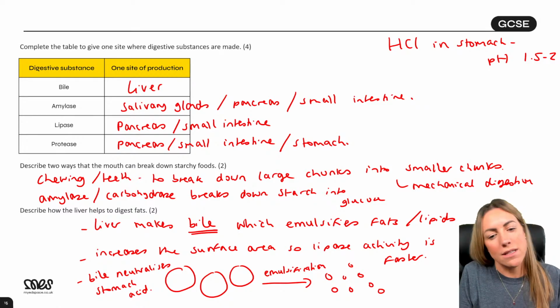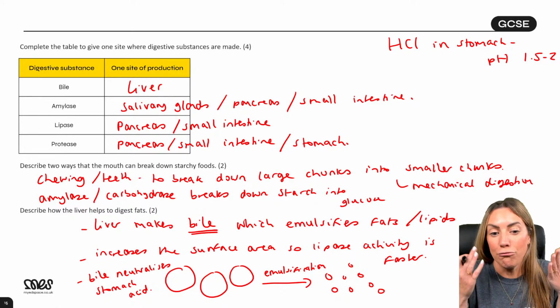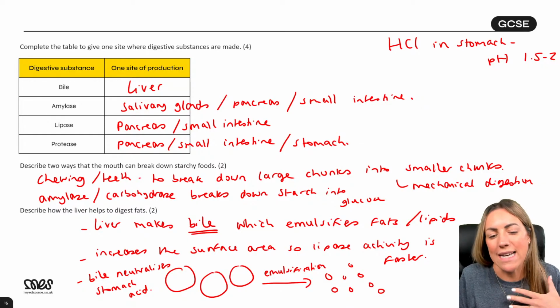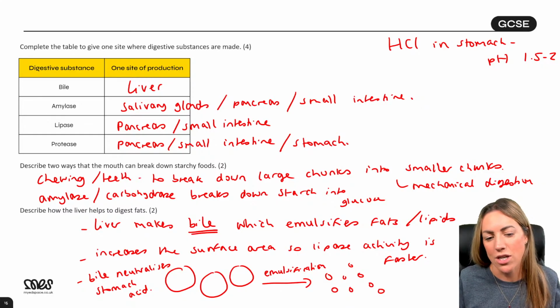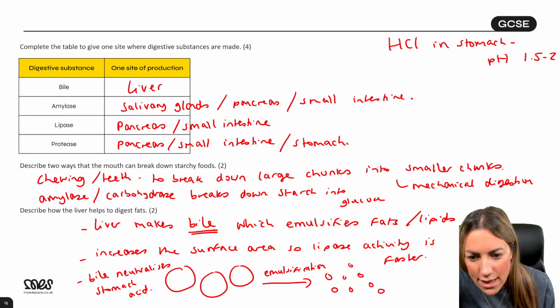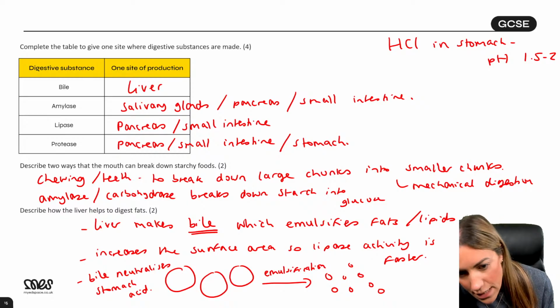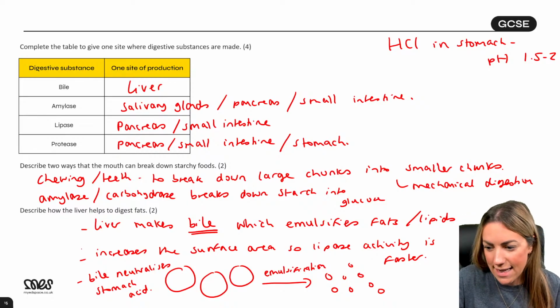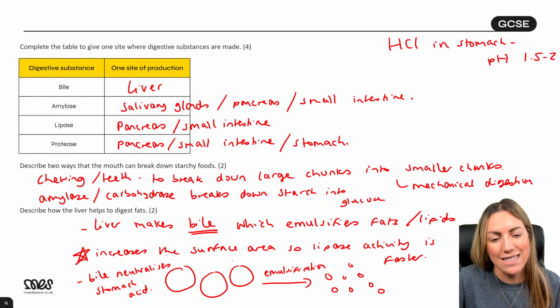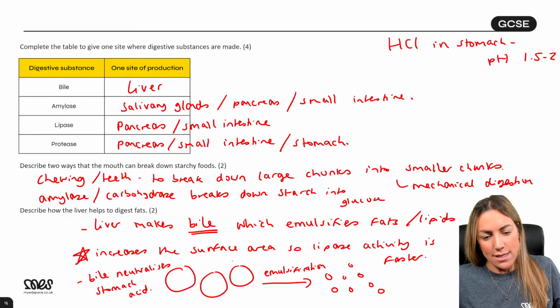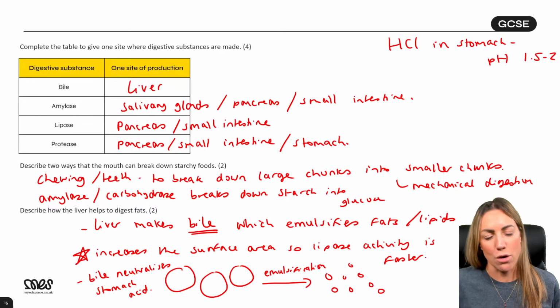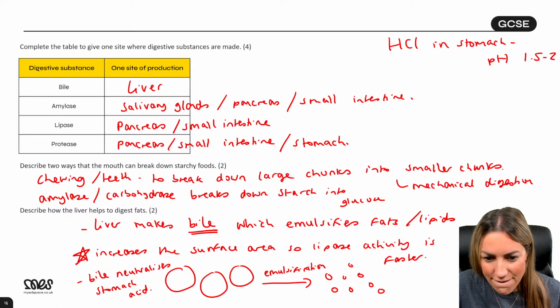So as it goes into the small intestine, it neutralizes the stomach acid, basically so you get the right pH in the small intestine. You get the optimum pH. Optimum means best, right? The optimum pH for enzymes in the small intestine. The meaning of emulsification is here. It increases the surface area of fats, increases the surface area of lipids, so lipase activity is faster.